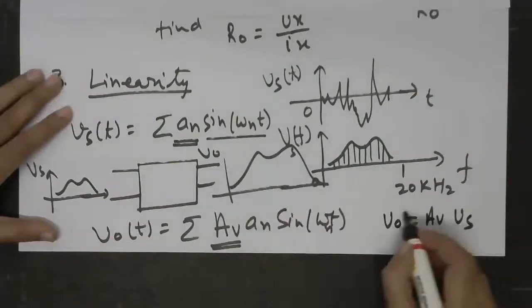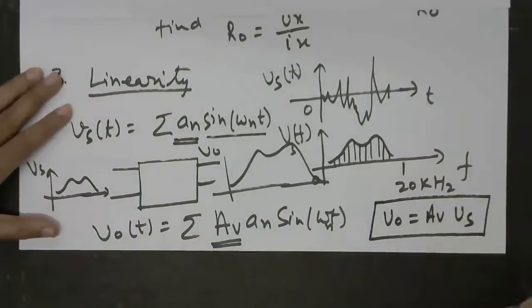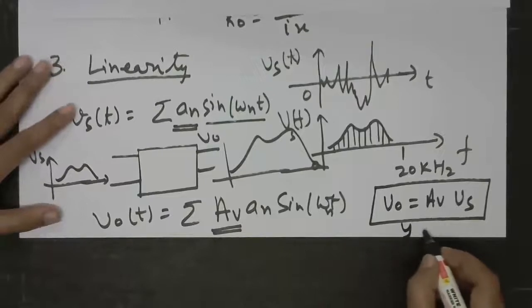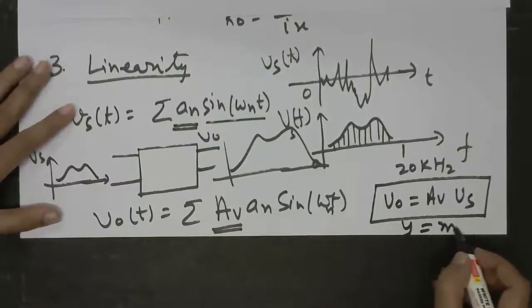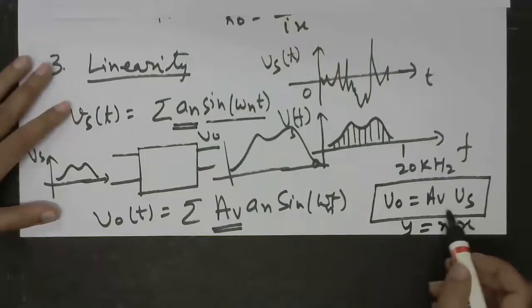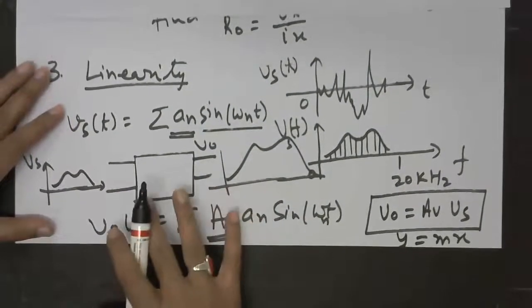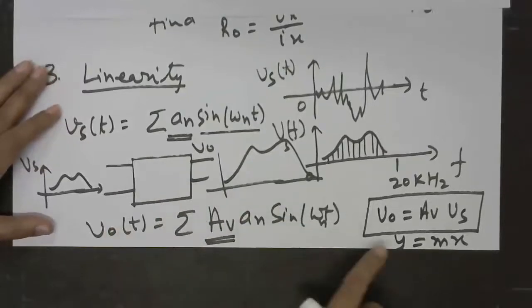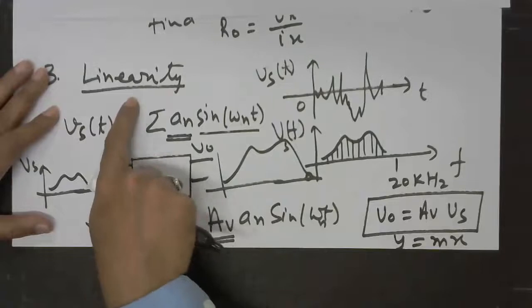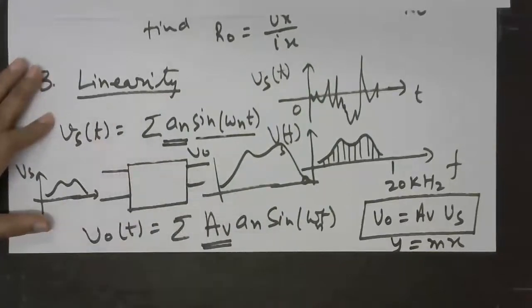Say this Vs, right? That means if it has an equation like y is equal to mx, then only will it be able to preserve the shape and the quality of the sound after amplification also. And this equation is called the linear equation, and that is why linearity is important.